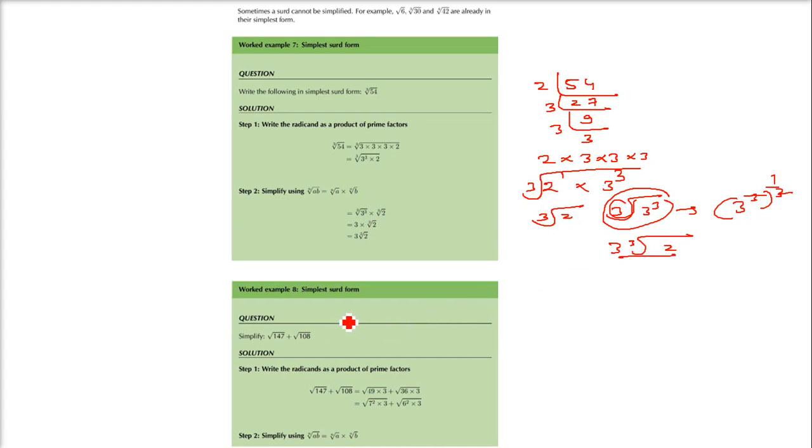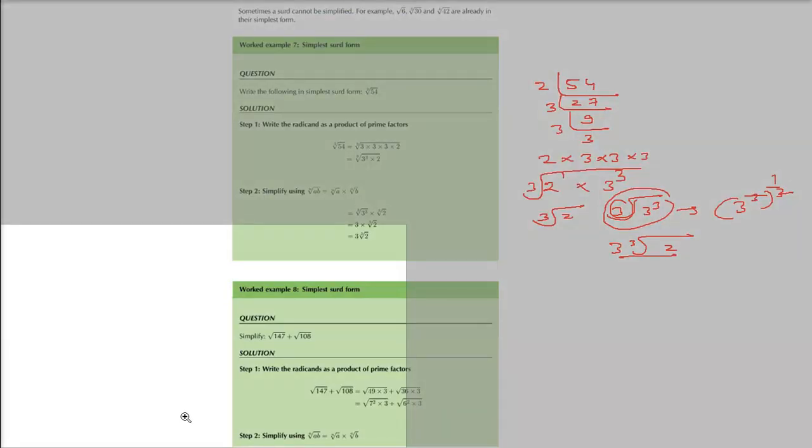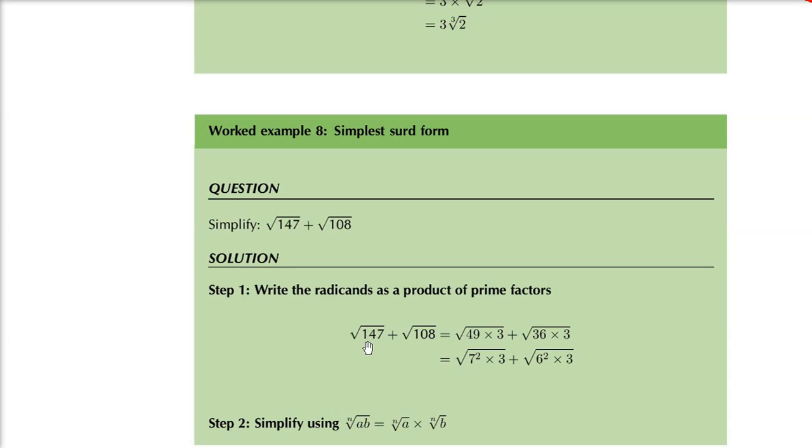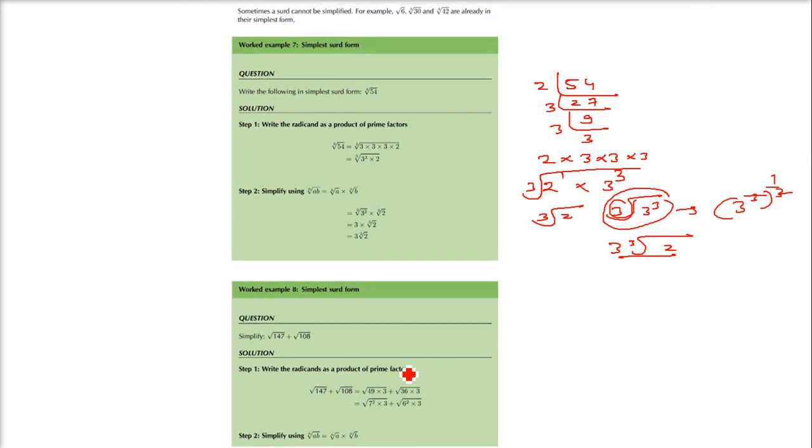Simplification. One more example, under root of 147 and under root of 108. So I'll show it to you here only. 147 can be written as 49 into 3. 49 multiplied by 3 is 147. 108 can be written as 36 into 3. So now 49 can be written as 7 square, 36 can be written as 6 square. Now we can separate them out. How can we separate them out? See, this can be written as 7 square to the power half, and this can be written as, don't need to write as power because it will be root 3 only.